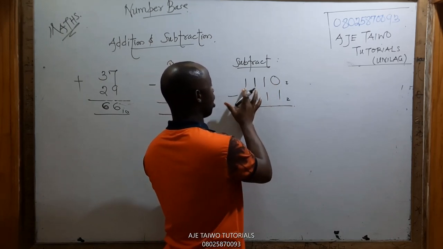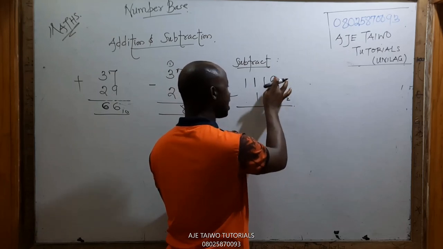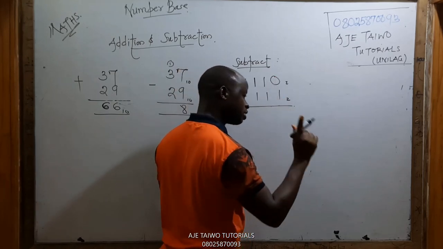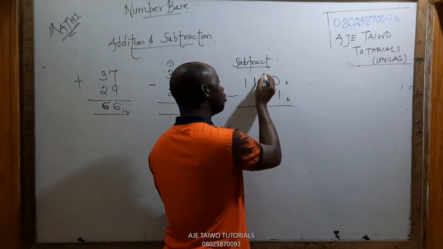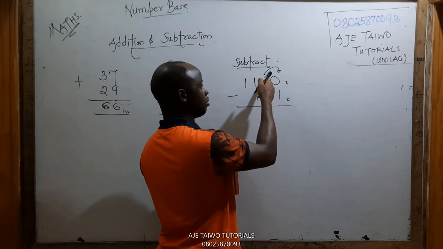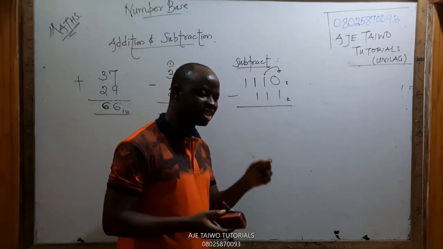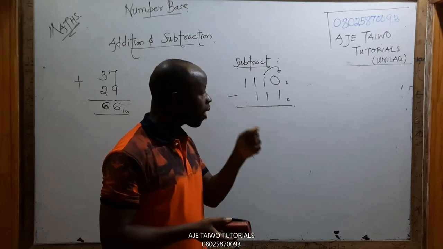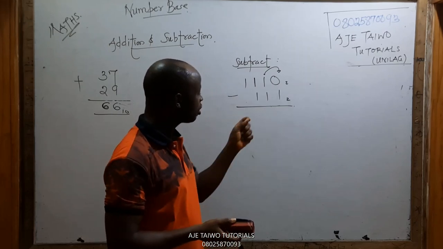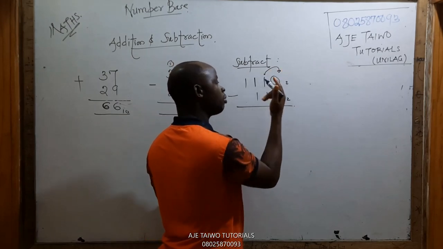So you can see now, 1, 1, 1, 0. This is 1, 1, 0, 1, 1, 1. So 0 minus 1 is not possible. What do? You borrow 1 from here to here. When you borrow 1, the 1 you borrow is the base and not the number. So you borrow the base.